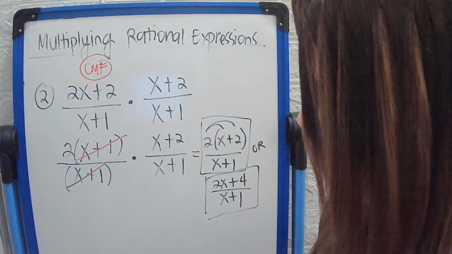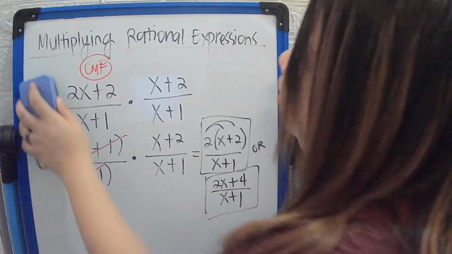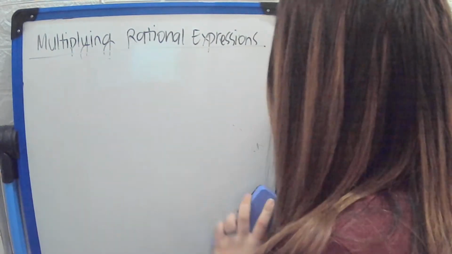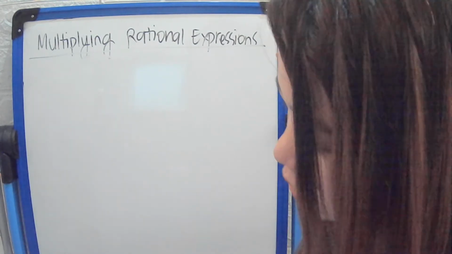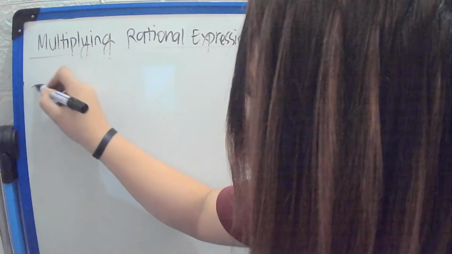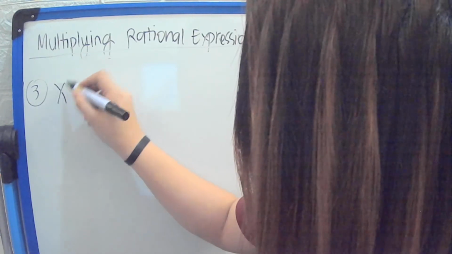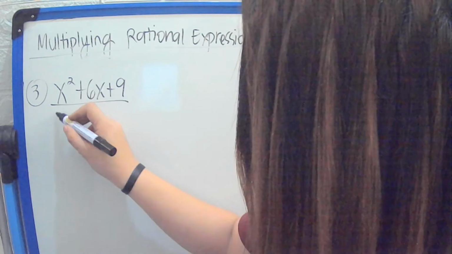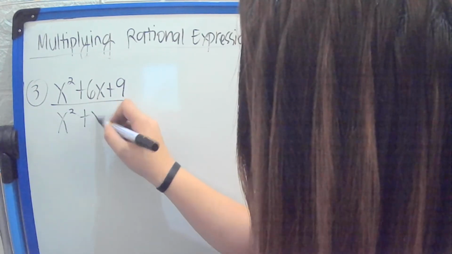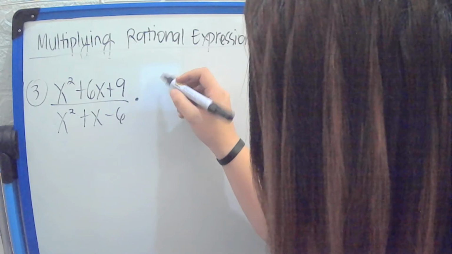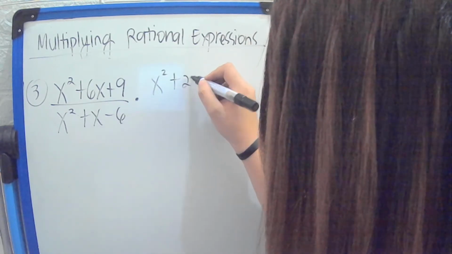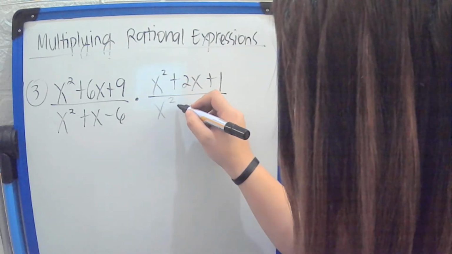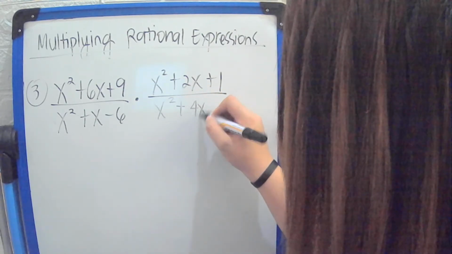Okay? Now, if you're given trinomials, just like what we did here, we apply the different factoring methods. So let's start with this: x squared plus 6x plus 9 all over x squared plus x minus 6, multiplied by x squared plus 2x plus 1 all over x squared plus 4x plus 3.